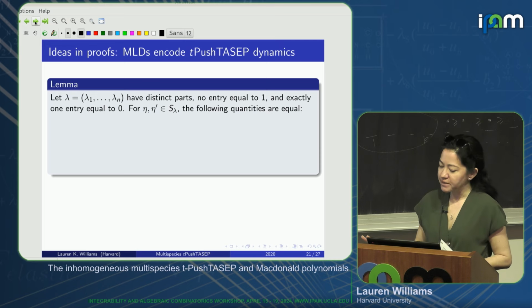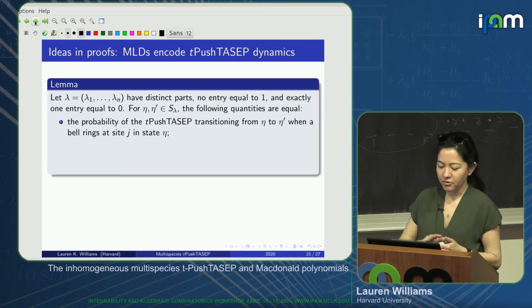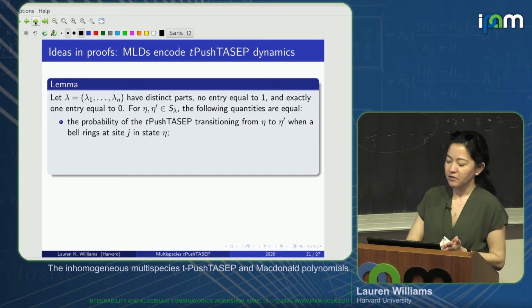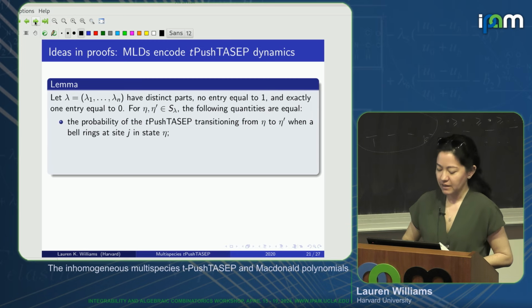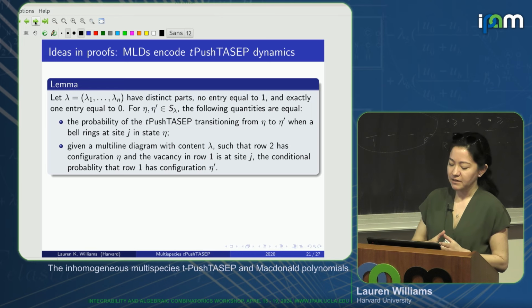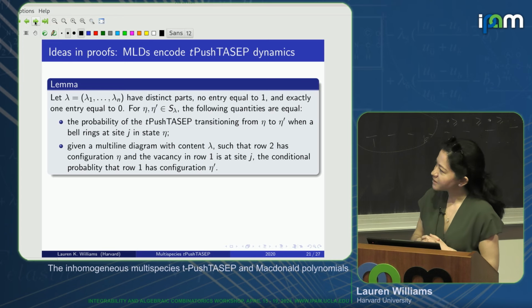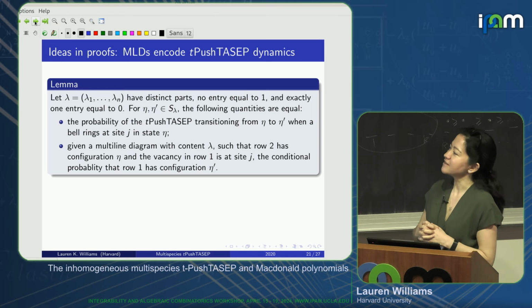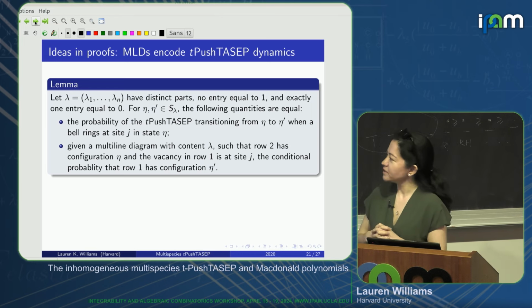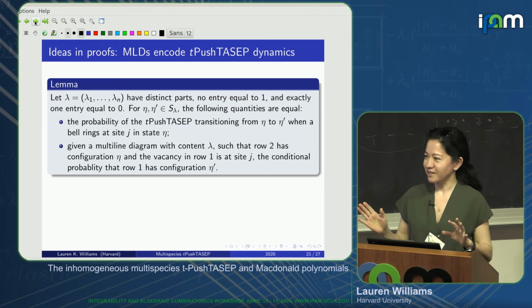Then, if we have two compositions, eta and eta prime, obtained by permuting parts of lambda, the following quantities are equal. The probability of the t-PushTASEP transitioning from eta to eta prime when a bell rings at site j in state eta is equal to the following statement about multi-line diagrams. Given a multi-line diagram with content lambda, such that row 2 has configuration eta, and the vacancy in row 1 is at site j, the conditional probability that row 1 has configuration eta prime. This was a bunch of words, so I'm going to draw a picture.